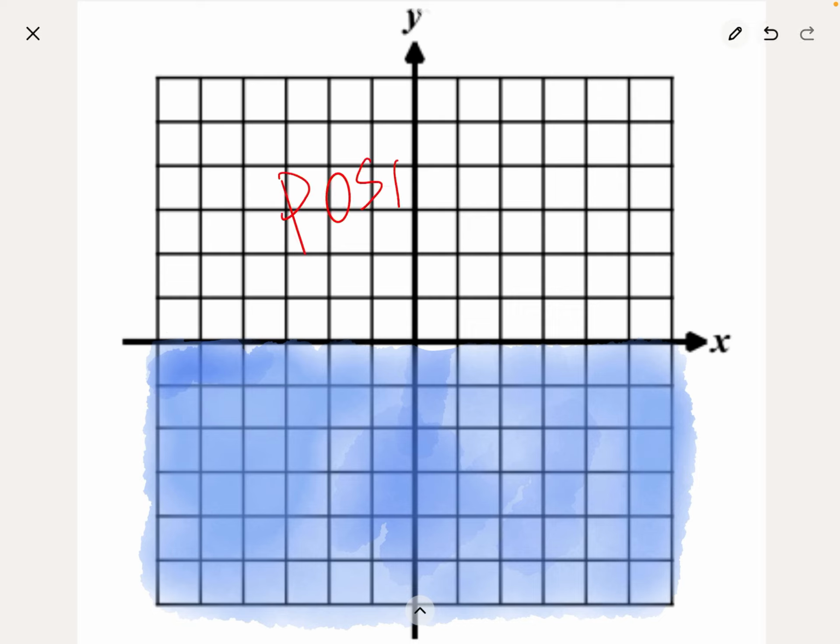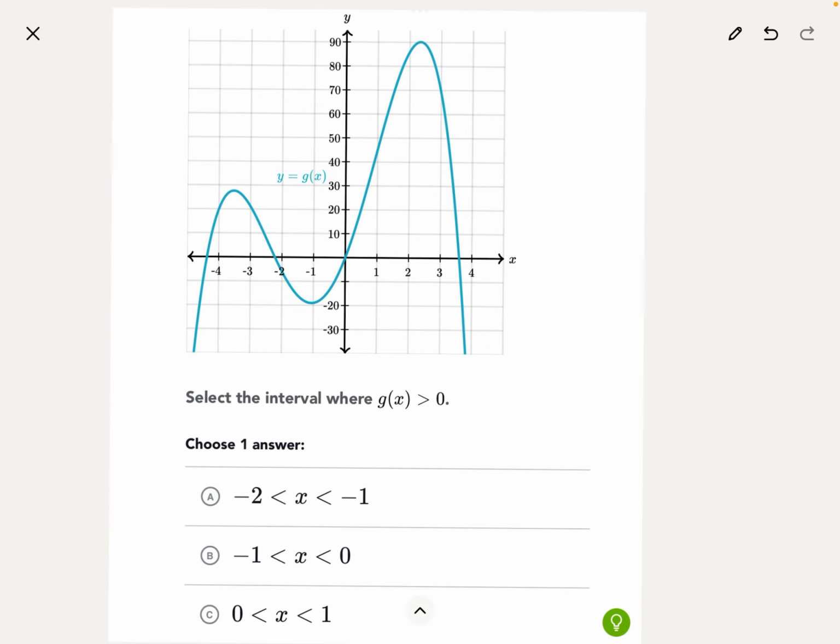So this area up here is positive. This area down here is negative. And if you're on the X-axis, that's zero. All right, so now I want to do a couple of examples on how to find intervals.